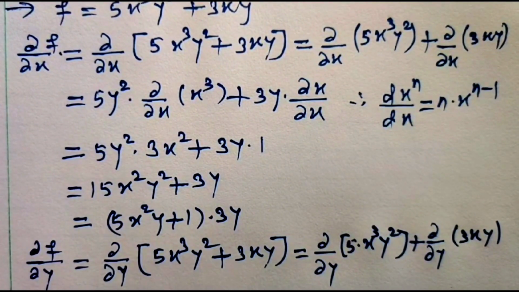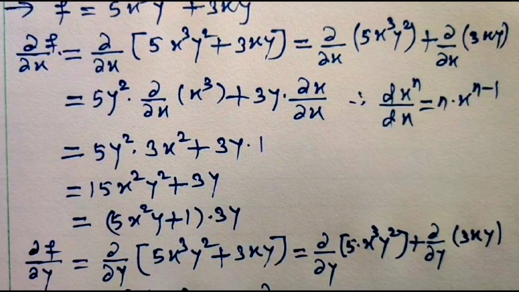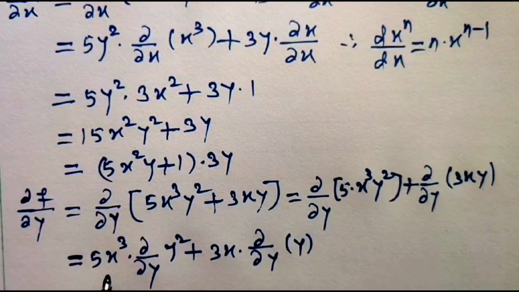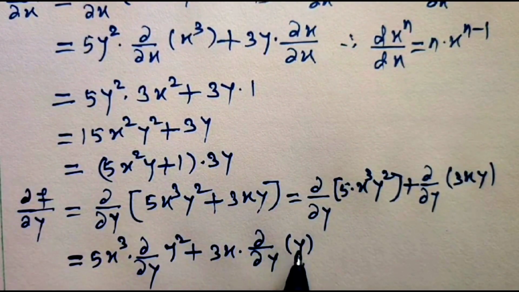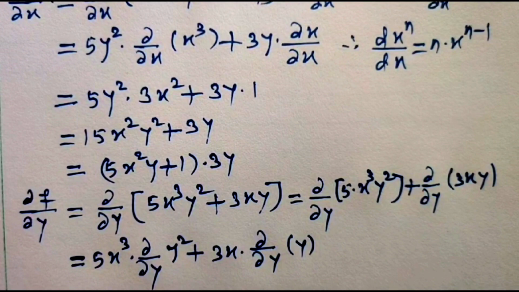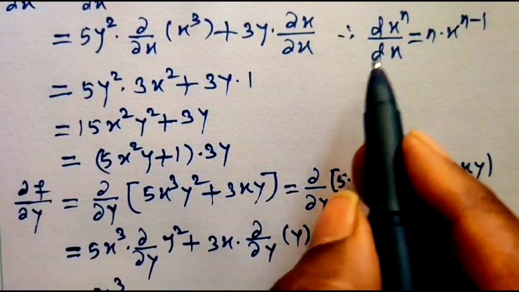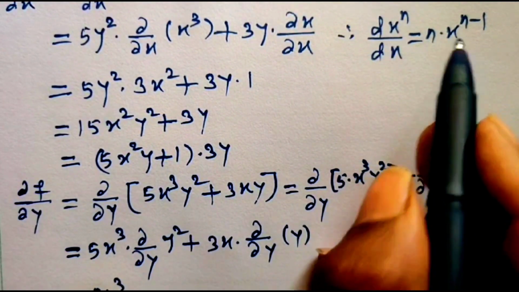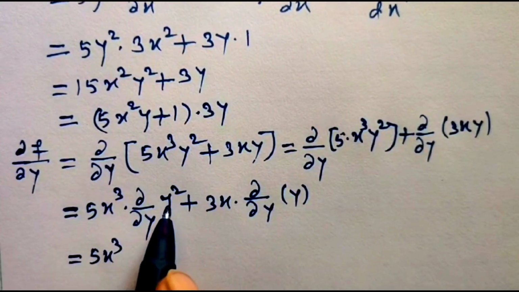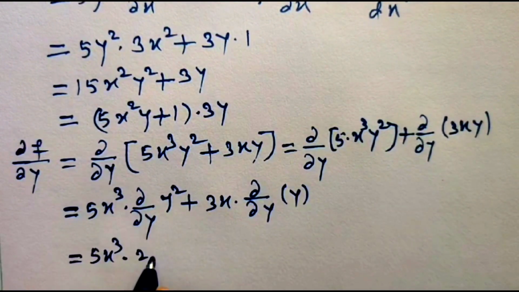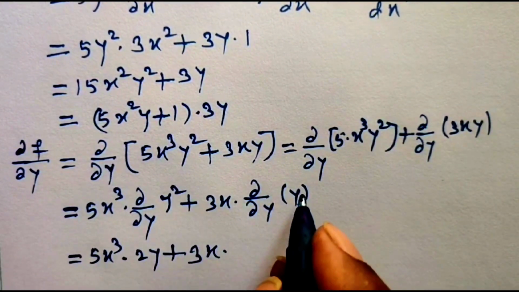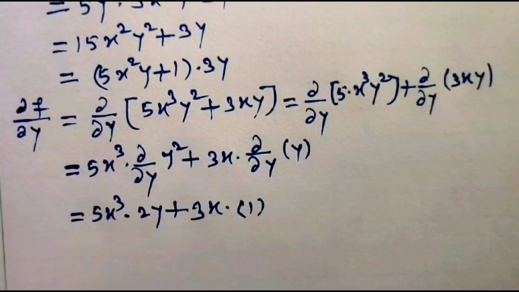So this is equal to 5x cube partial derivative with respect to y of y square plus 3x partial derivative with respect to y of y. 5 times x cube into partial derivative of y square with respect to y plus 3x into partial derivative of y with respect to y. So this is equal to 5x cube, and now here you can apply this formula. Derivative of x to the power n is n into x to the power n minus 1. So 5x cube, derivative of y square with respect to y is 2y, plus 3x, derivative of y with respect to y is 1. Now you can take 3x common.